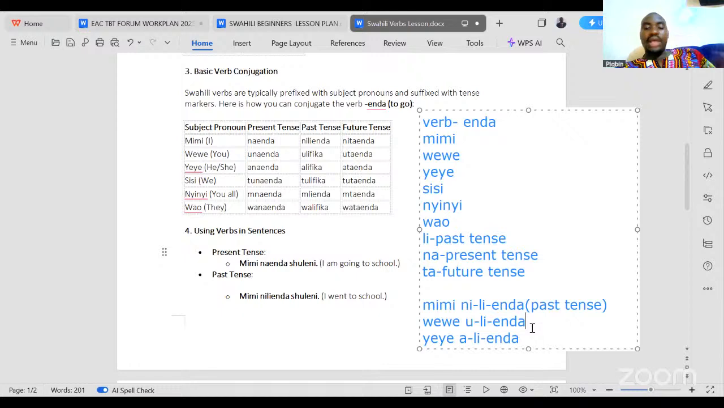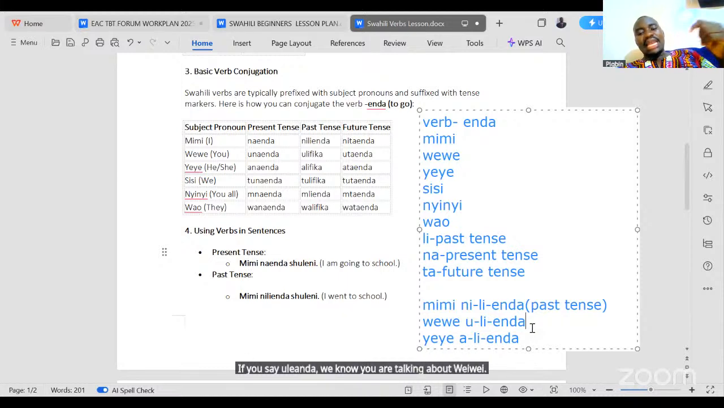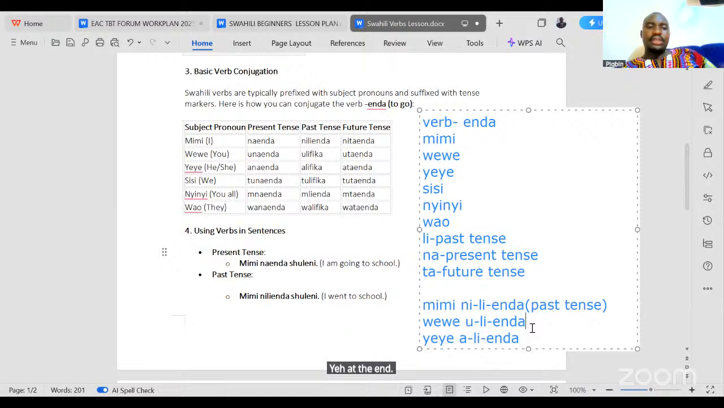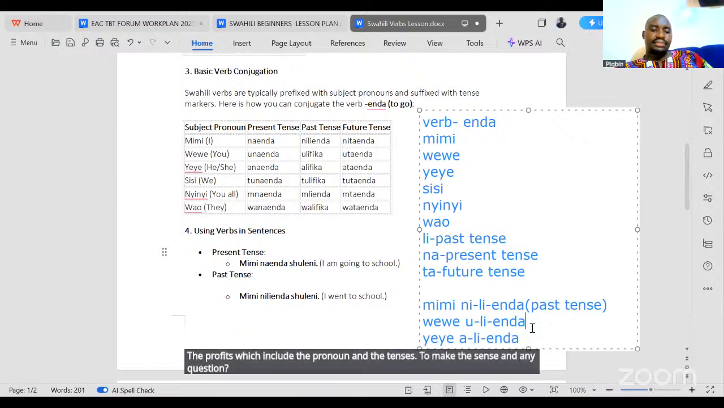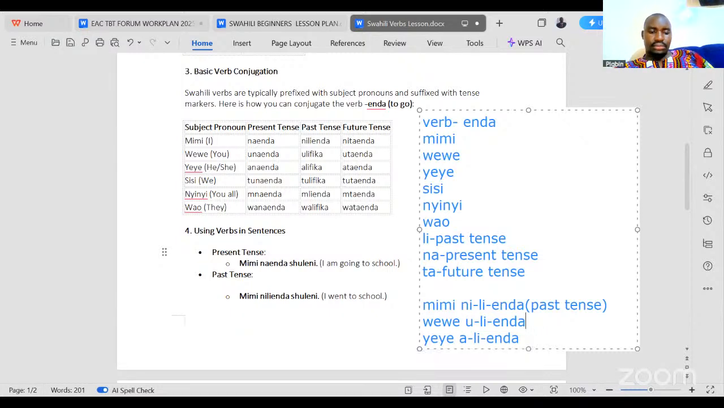So this is in the past tense. You say nilienda or mimi nilienda. Or wewe ulienda, but properly you just say ulienda. If you say ulienda, we know you are talking about wewe. Yeye alienda, or you'll say alienda in the past tense. That is how you use the prefix, which includes the pronoun and the tense, to make the sentence with enda. Any questions? Okay, let's go to the present tense now.